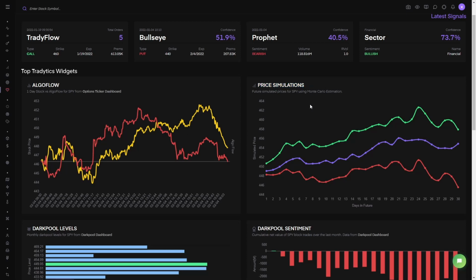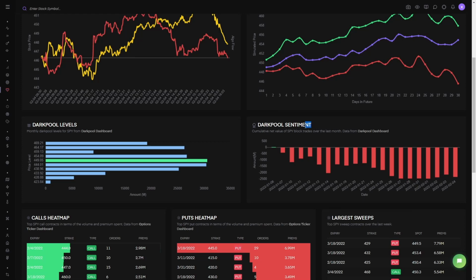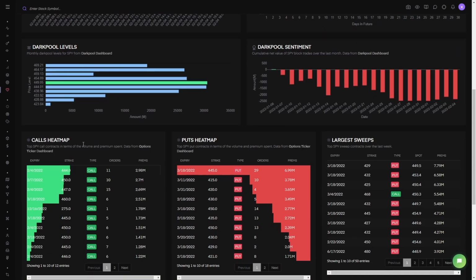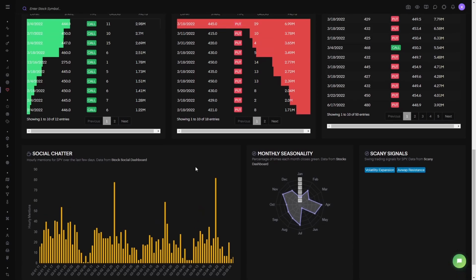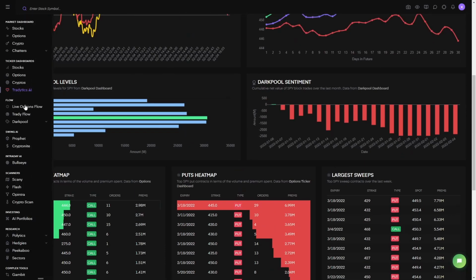Here's a price simulator. I haven't really checked this out or gone off of it yet, so I don't have enough to comment on it. Dark pool sentiment, so you can see buying and selling in dark pool. Looks like there's major outflow. These dark pool levels are so useful for finding supply and demand zones. I'll look at the call and put heat map. I'll look at the sweeps, and then social chatter I haven't really paid attention to for indexes, but for specific stocks I'll take a look at that too.